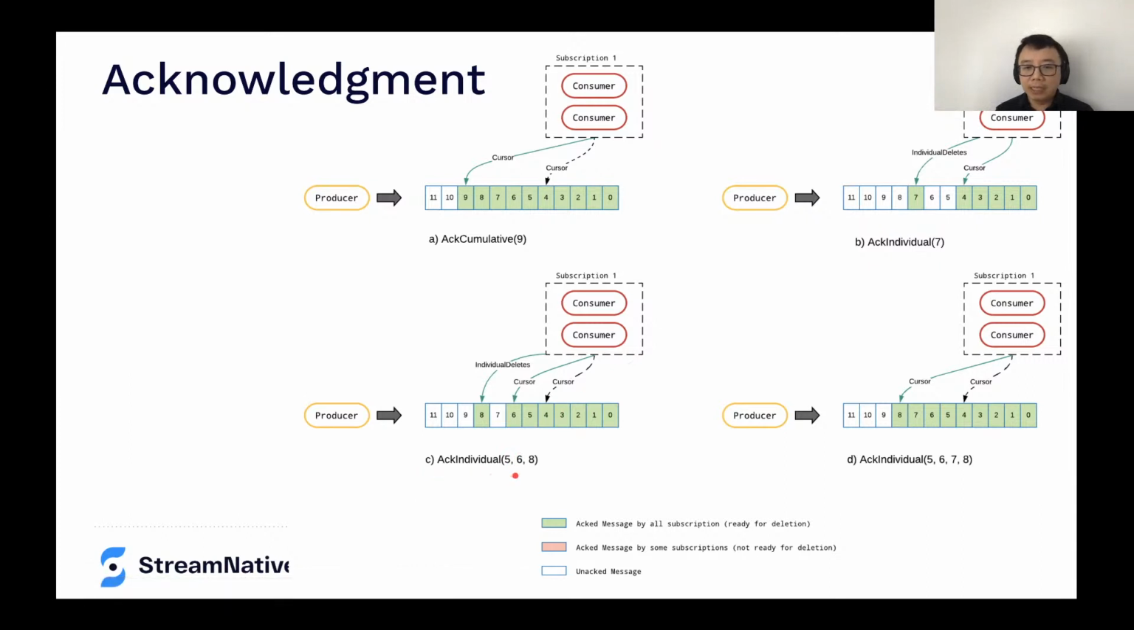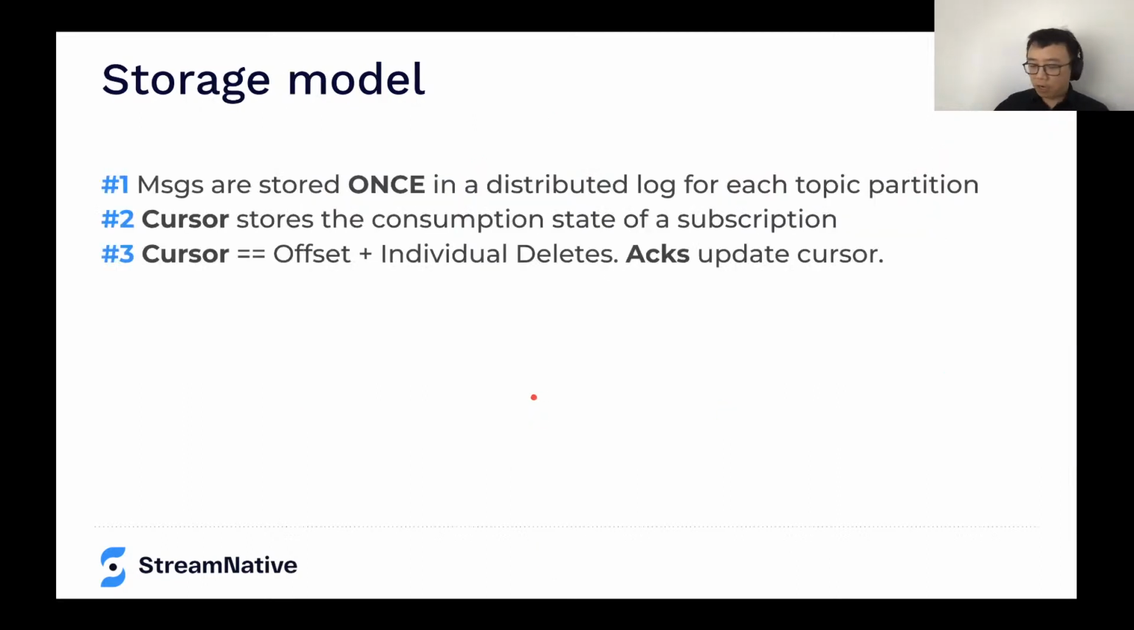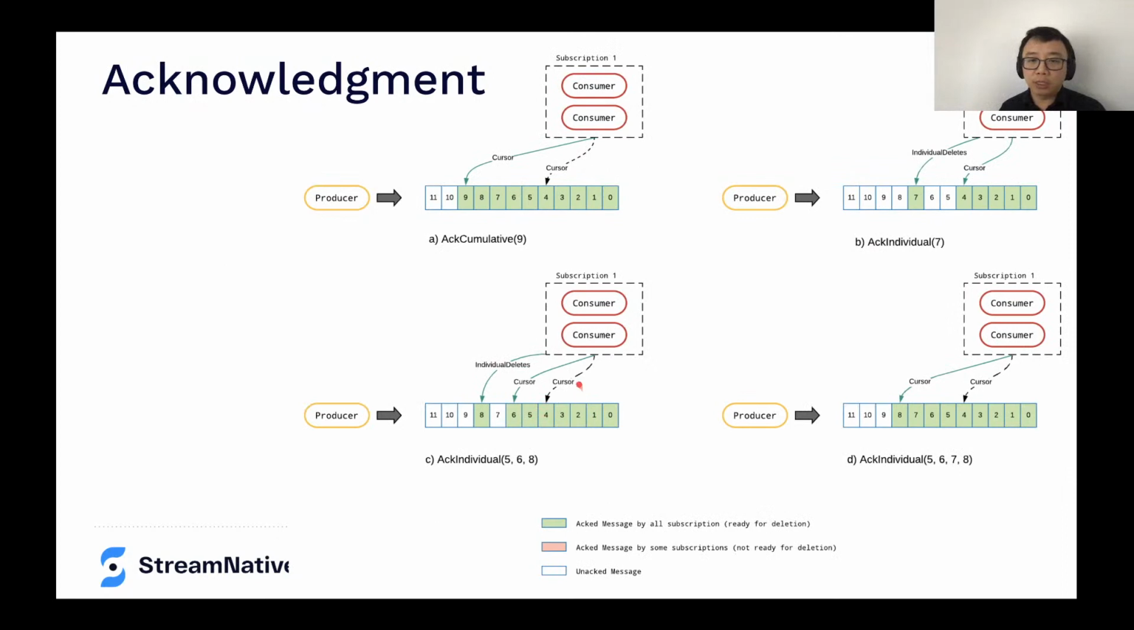In example C, the broker receives ack individuals for 5, 6, and 8. Because 5 and 6 come just after the offset 4, for these operations it would move the cursor from 4 to 6. And because 7 is not acknowledged, 8 would be treated as an individual delete.